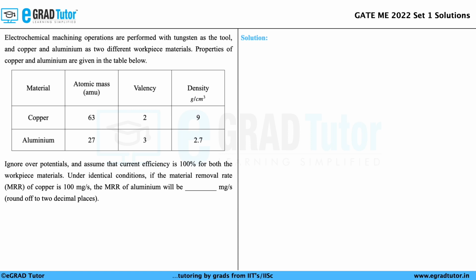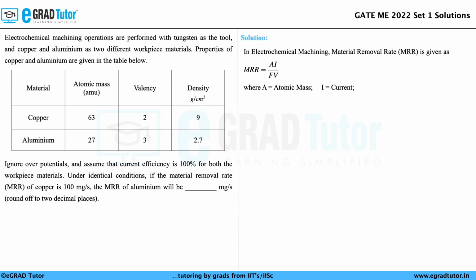As far as electrochemical machining is concerned, the material removal rate is given as MRR = AI/FV, where A is the atomic mass, I is the current, V is the valency, and F is Faraday's constant, which is 96,500 coulombs. Given in the question, copper has a material removal rate of 100 milligrams per second.